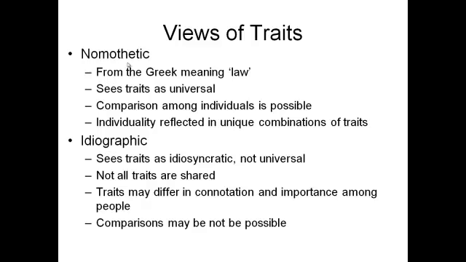The nomothetic perspective, again, sees traits like extroversion, introversion, and so on as universal traits, universal characteristics. If you go from one corner of the earth to another corner of the earth, people are going to have these particular traits. Some of them are going to have higher levels of it, some are going to have lower levels of it. But because this is universal, that means that you can compare people from all over the world. You can compare one person to another.